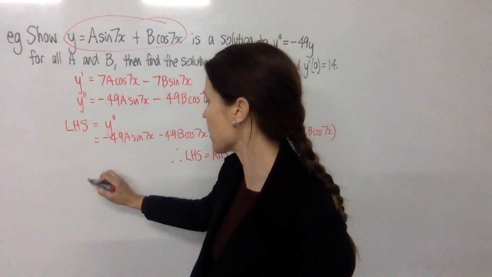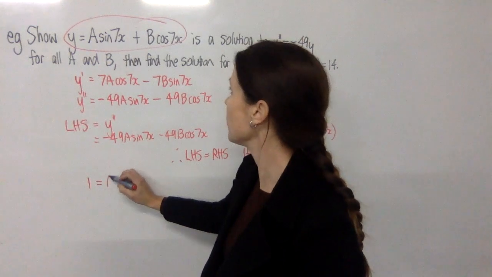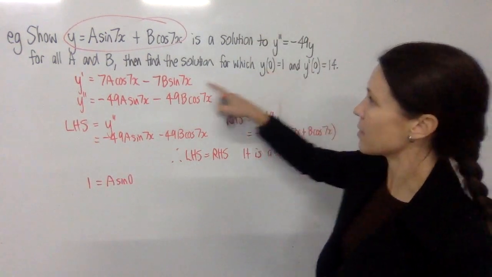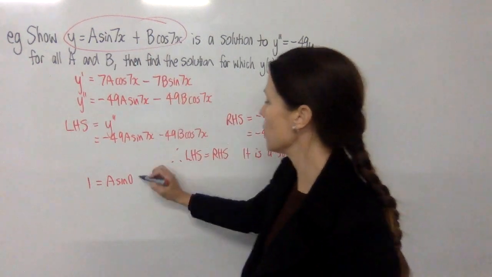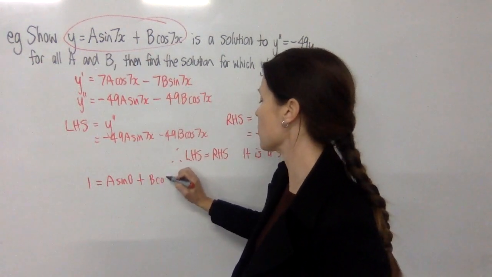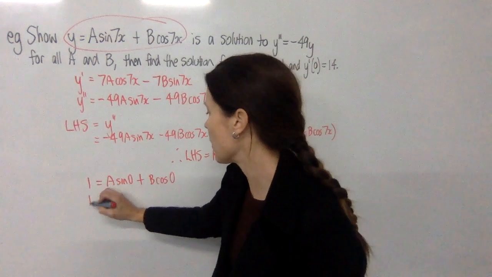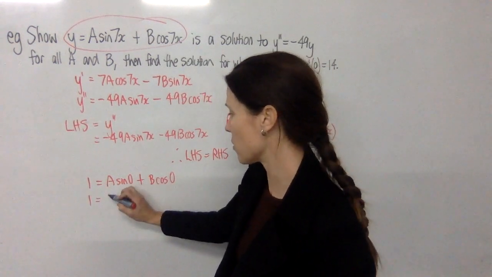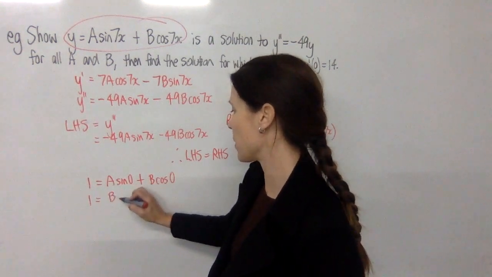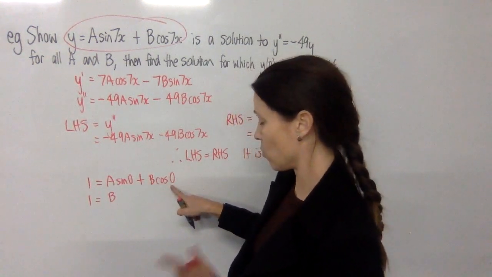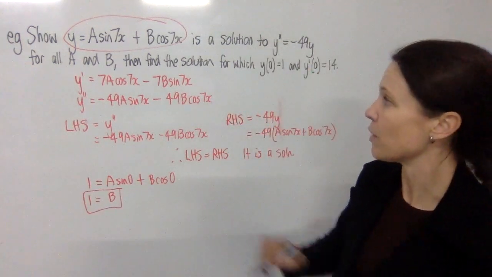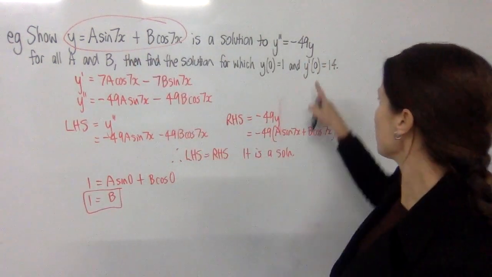So we can say 1 is equal to a sine of 0, because we're letting x equal 0, and 7 zeros is 0, plus b cos of 0. And that means that 1 is equal to sine of 0 is 0, so we've just got nothing there. So we just get b, and cos of 0 is 1. So b is equal to 1. That's one constant found. Now we can find the other one by using the other clue.